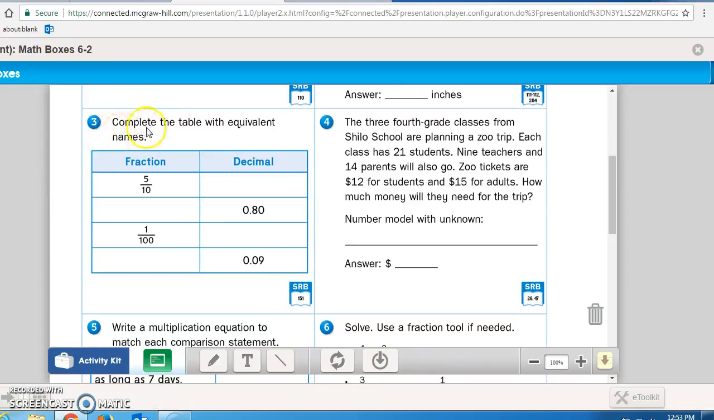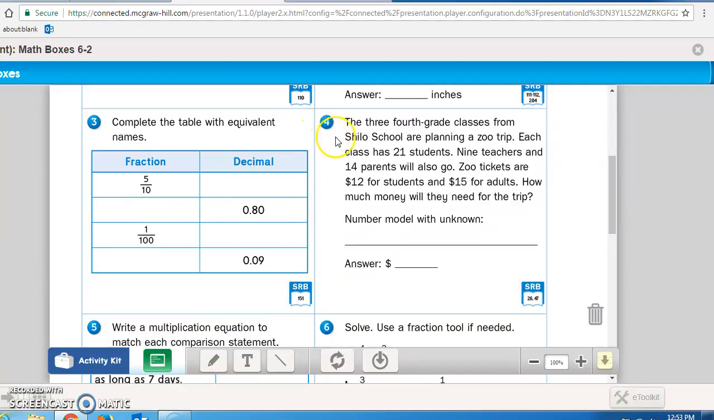Number 3 asks you to complete the table with equivalent names. So if it gives you the fraction name, you need to write that as a decimal. If they give you your decimal name, you need to write that as a fraction. Pause the recording now and do Math Box 3.